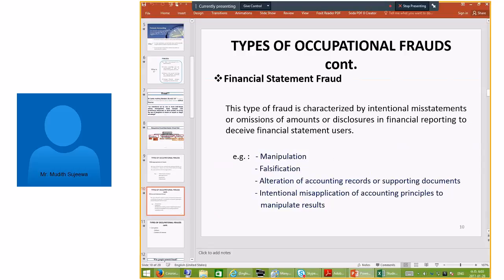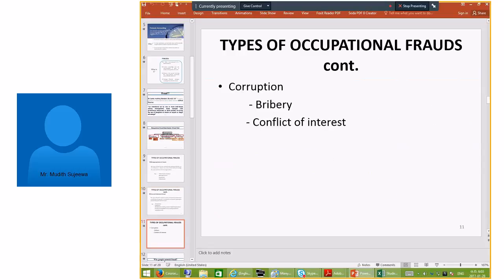Right, this type is characterized by intentional misstatements or omissions of amounts or disclosures in financial reporting to deceive financial statement users. Corruption leads to bribery and conflict of interest. Now, what do you mean by conflict of interest? You do a transaction with relatives. It's a conflict of interest. You give inside information to your close friends or relatives, or whoever it is. That is a conflict of interest. It comes with corruption.